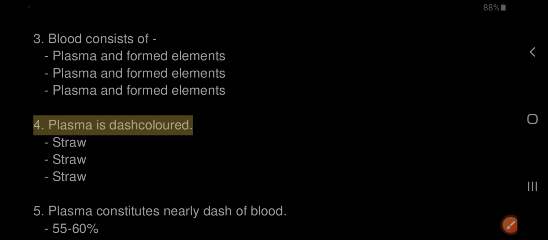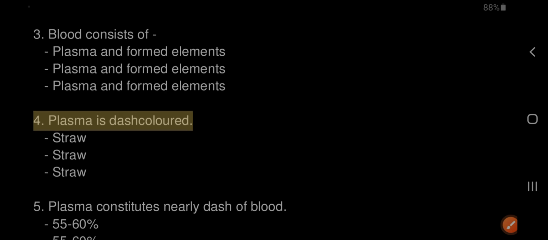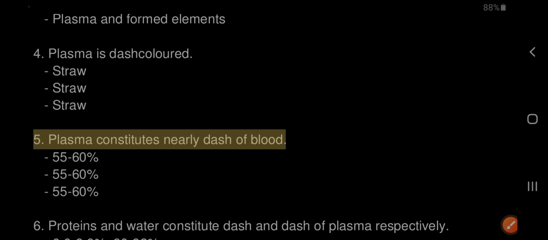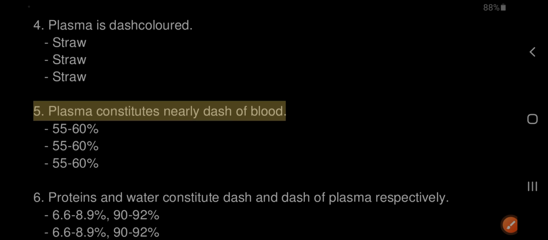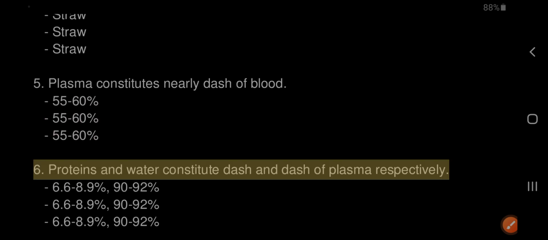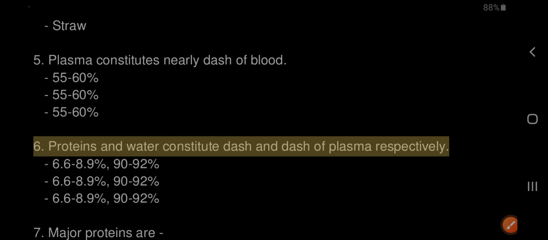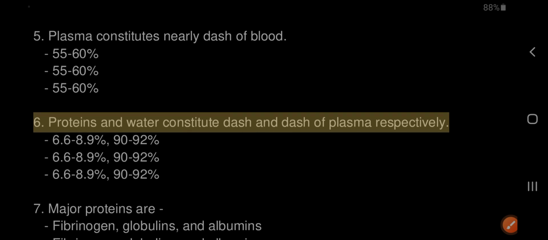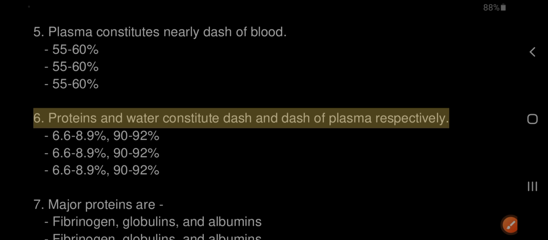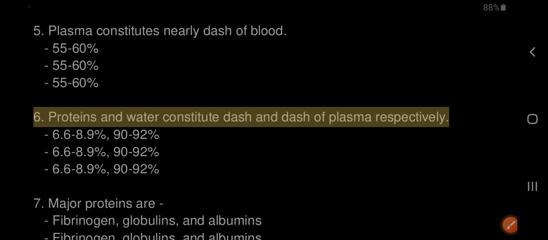4. Plasma is straw-colored. 5. Plasma constitutes nearly 55 to 60% of blood. 6. Proteins and water constitute 6.6 to 8.9% and 90 to 92% of plasma respectively.